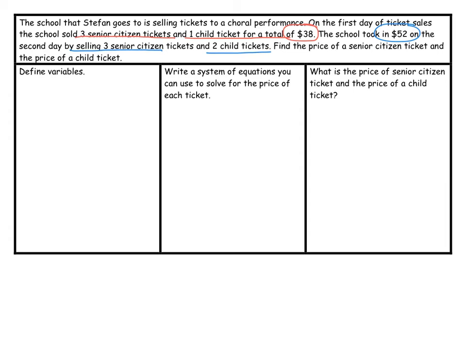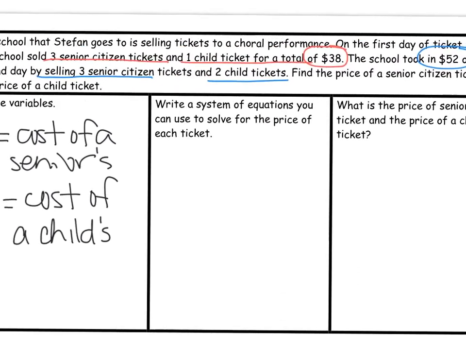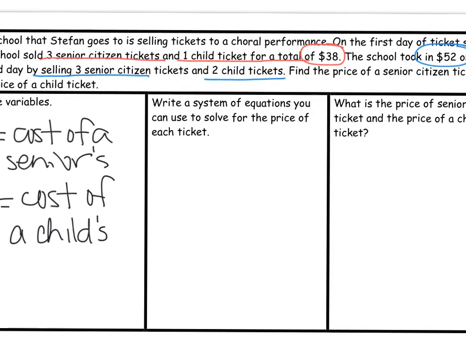So again, we need to define our variables. We're going to let x equal the cost of a senior ticket, and y equal the cost of a child's ticket. So we need to write a system of equations you can use to solve for the price of each ticket. So that's what we're going to do.